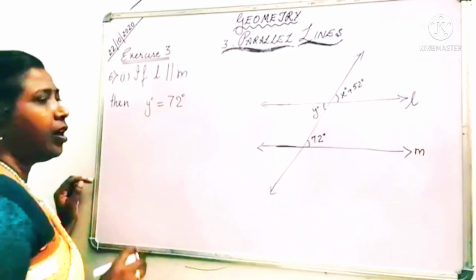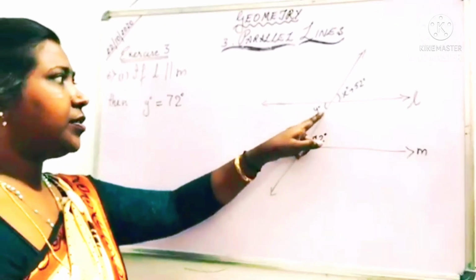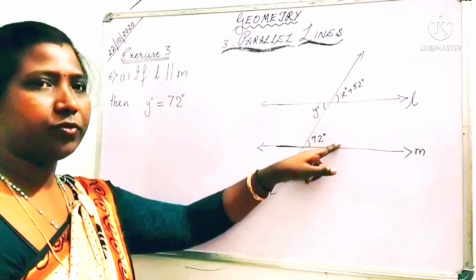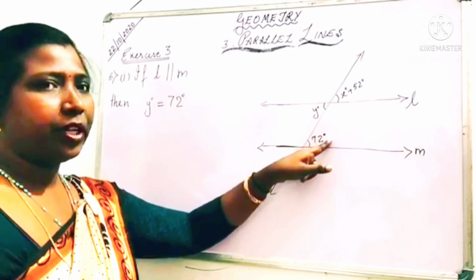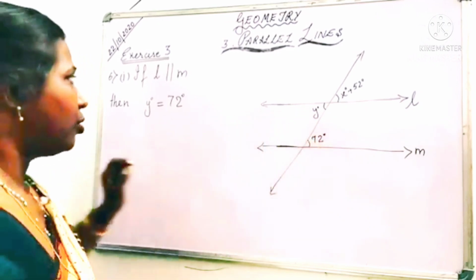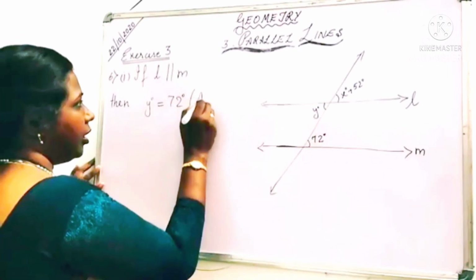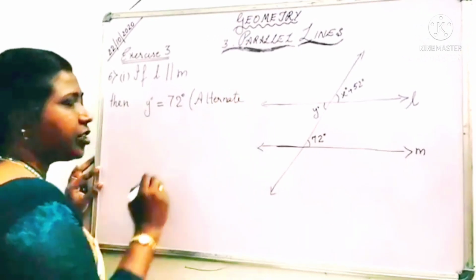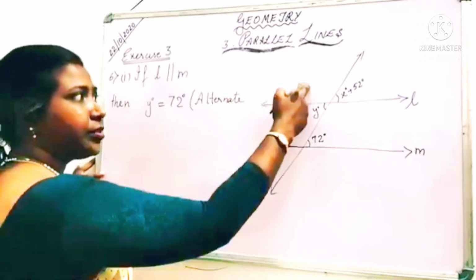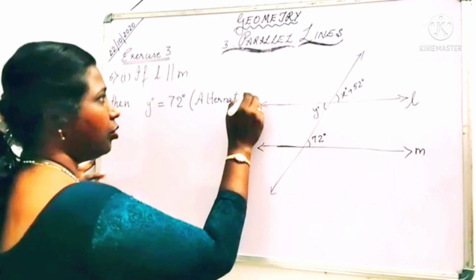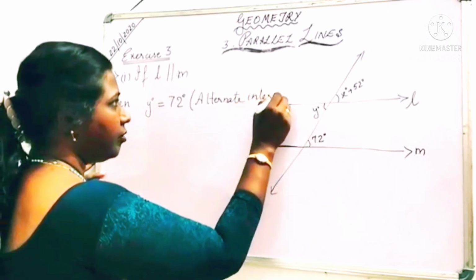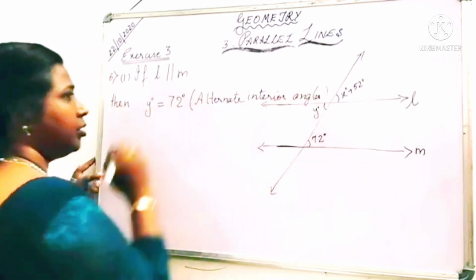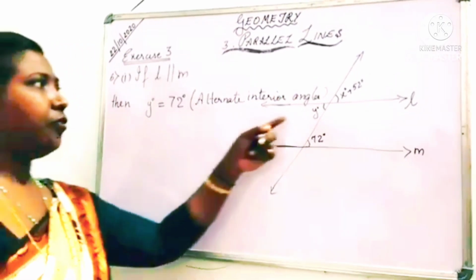Can I take that? How? See, this is the transversal, and this angle and this angle are opposite to each other across the transversal. The angle 72 degrees is opposite to the y degree. So that is alternate, which angle? It is not exterior but interior. So alternate interior angles. Is that clear, students? Then next, we got the y degree.